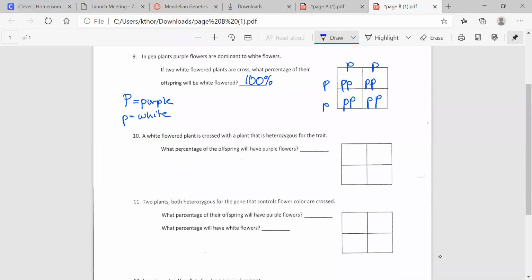A white flowered plant is crossed with a plant that is heterozygous for the trait. So this parent here is homozygous recessive, and this parent here is heterozygous. What percentage of the offspring will have purple flowers? It looks like it will be these two. That would be 50%. And I don't like how it says will. I'd rather they say is expected to have.